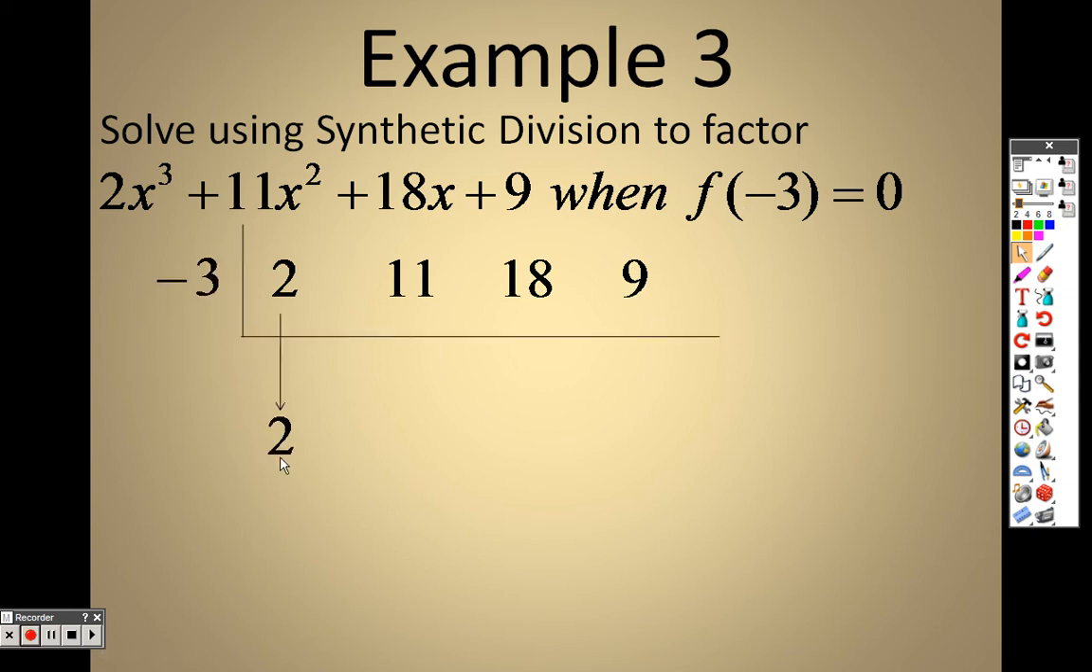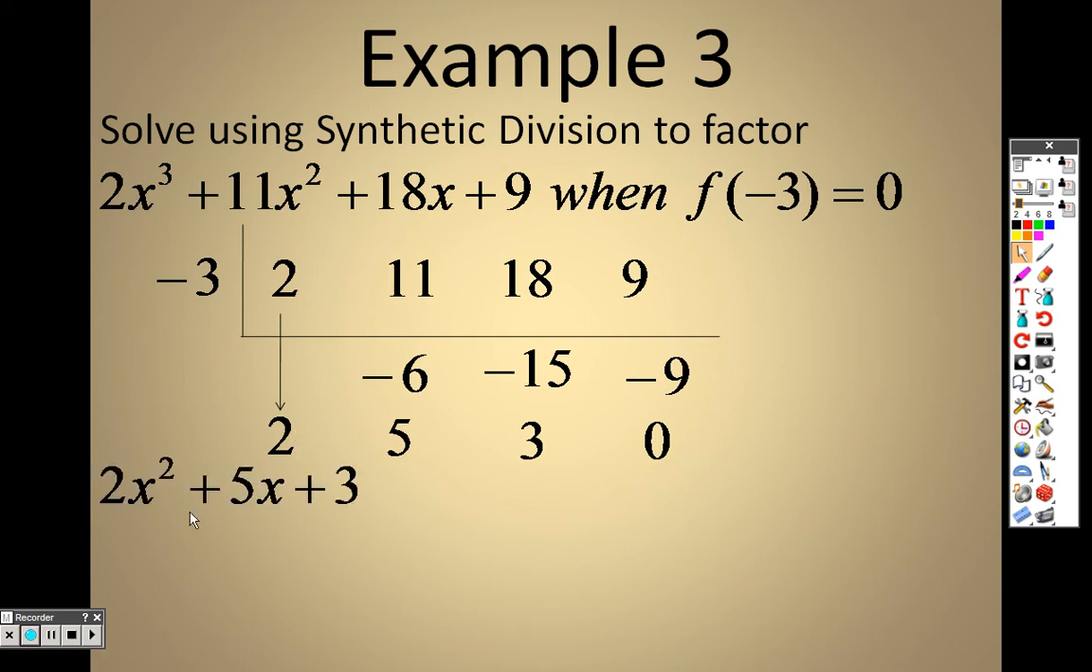So I drop down the 2. 2 times negative 3 is negative 6. 11 plus negative 6 is 5. 5 times negative 3 is negative 15. I add those together to get a 3. 3 times negative 3 is negative 9. I add those together to get 0. Good. This is one degree less, right? So if this is x cubed, that is squared. So that's 2x squared, 5x, 3.